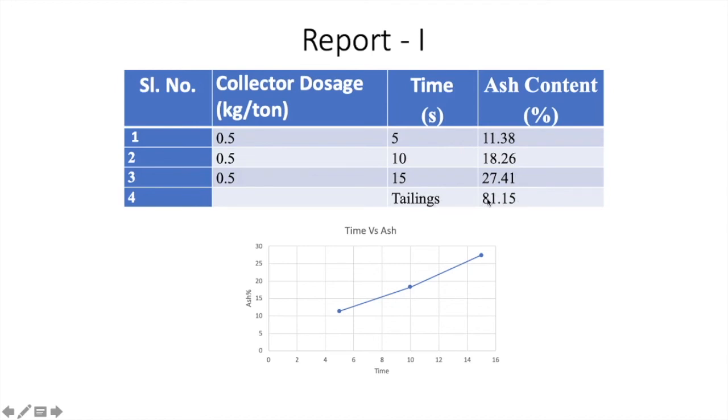For tailing it will be relatively high, as shown here. You can also plot a graph, with time on the x-axis and ash content on the y-axis. This is how your graph will look. You can see that with an increase in time your ash content is also increasing, because the quality material has initially reported in the froth section. Then the quality will go on decreasing as the time increases.